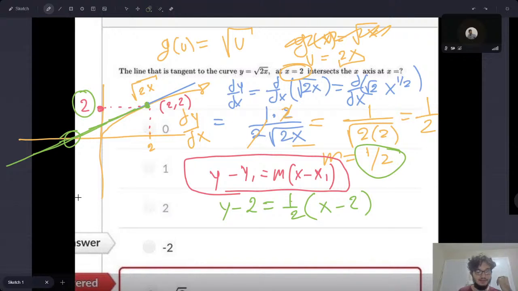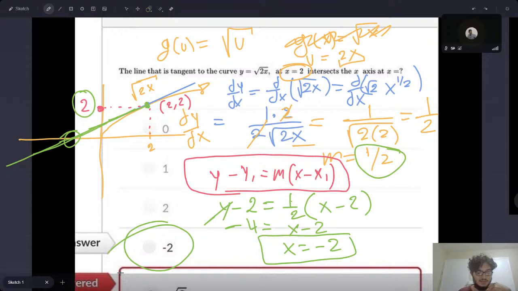If you want to find the x-intercept, what do you got to do? You got to do y equals 0. So if y equals 0, this goes away. Multiply by 2, you get minus 4 equals x minus 2. Add 2 on both sides, get x equals negative 2. So the answer choice should be the third one. Excuse me, the fourth one, negative 2. Yeah, so this is tangent lines.